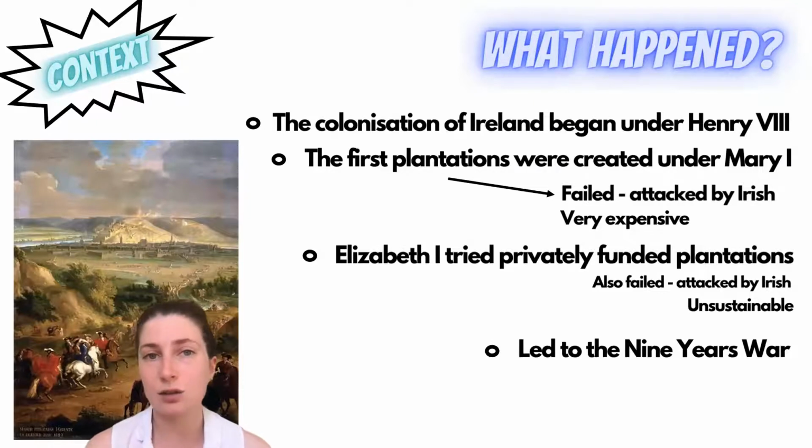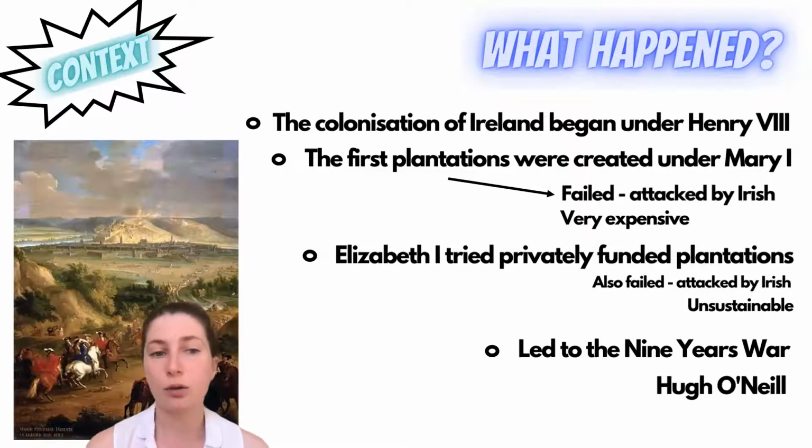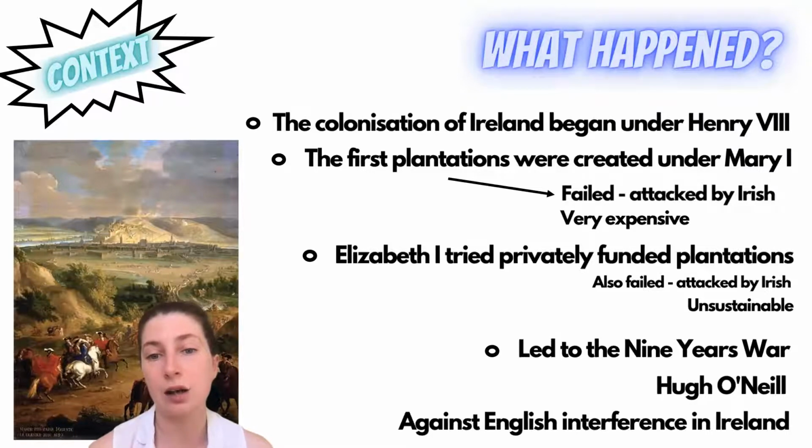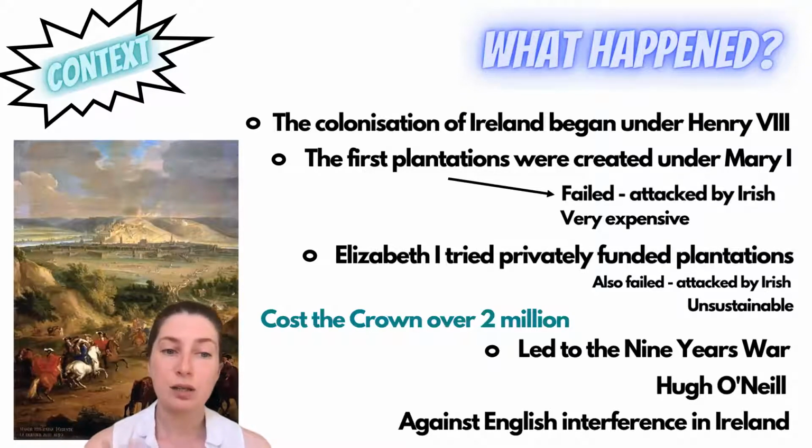It de facto led to an event we call the Nine Years' War, which was led by Hugh O'Neill, particularly and most notably because he felt his interests were not being expressed at court and he resented the English interference in Ireland. This war was very unsuccessful for the English.